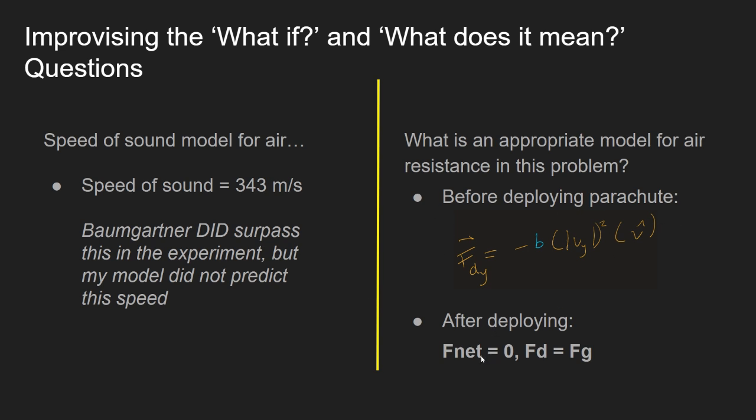After, I think it's appropriate to say that F net is 0, because if you set the drag equal to the gravity force, that means that he will land safely on his feet when he's at that constant velocity.